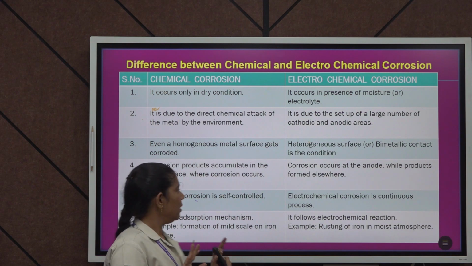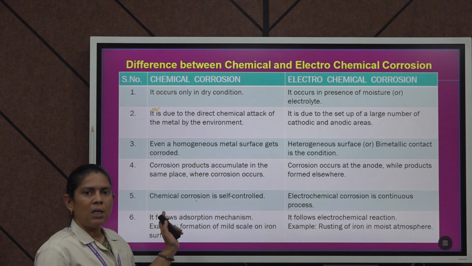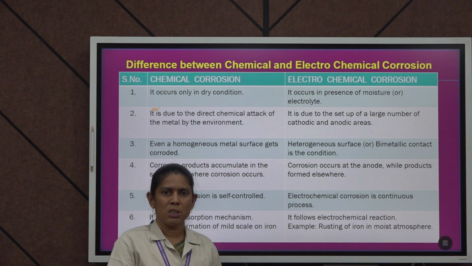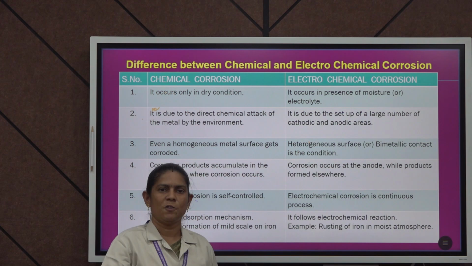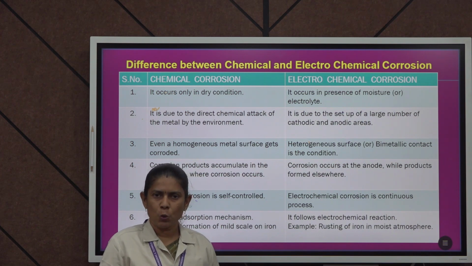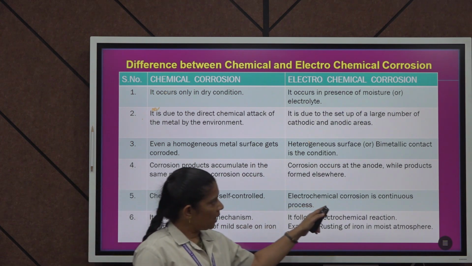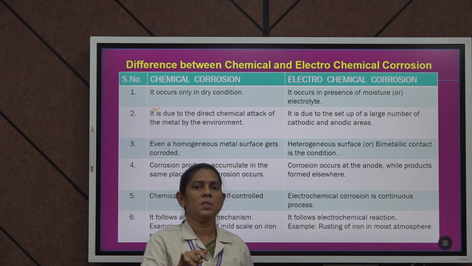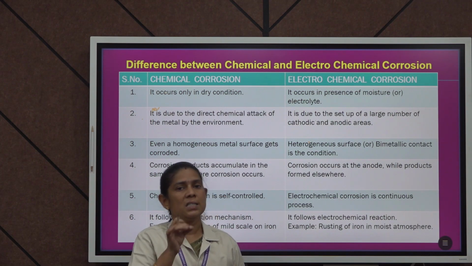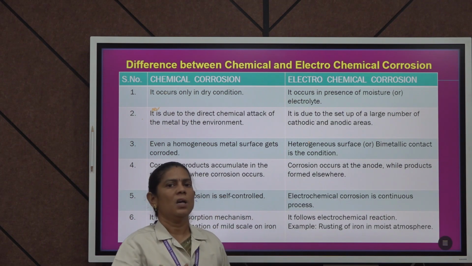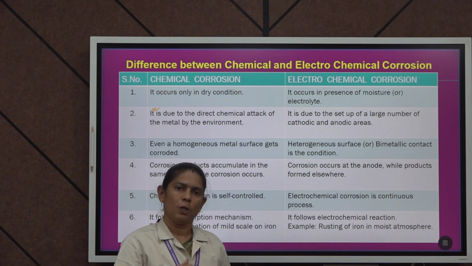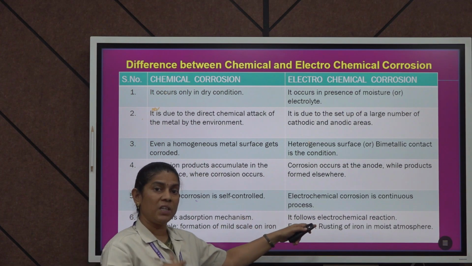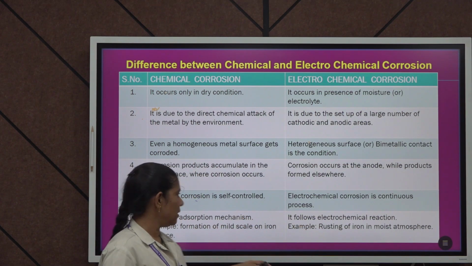But in electrochemical corrosion, corrosion occurs at the anode, while the products are formed somewhere else, not in the same place, right. And the next point: chemical corrosion is self-controlled, because once the metal is exposed, an oxide film is formed on the metal's top surface. So, it is a self-controlled process, right. And electrochemical corrosion is not self-controlled, it is a continuous process, because the film further develops, cracks occur, and those cracks act as the anode and propagate the corrosion. So, this is a continuous process, right. Ferrous hydroxide, if enough oxygen is present, is converted into ferric hydroxide, right.